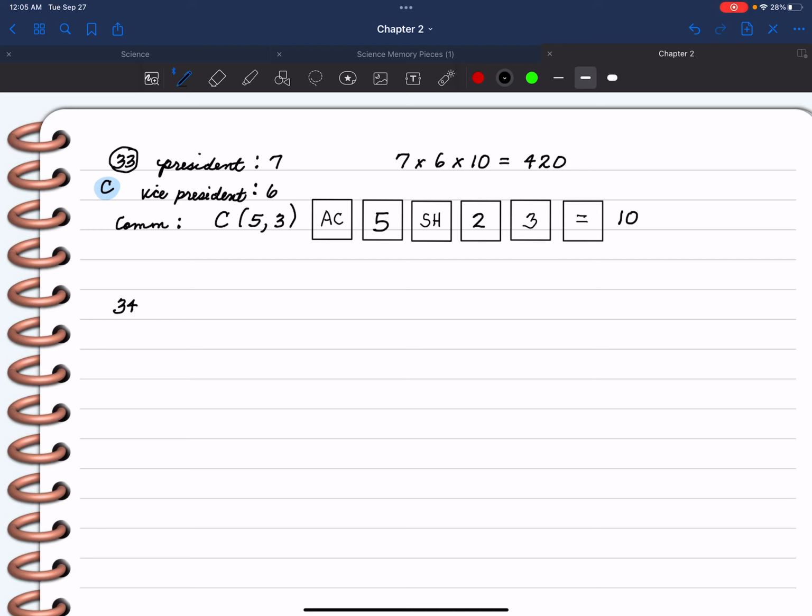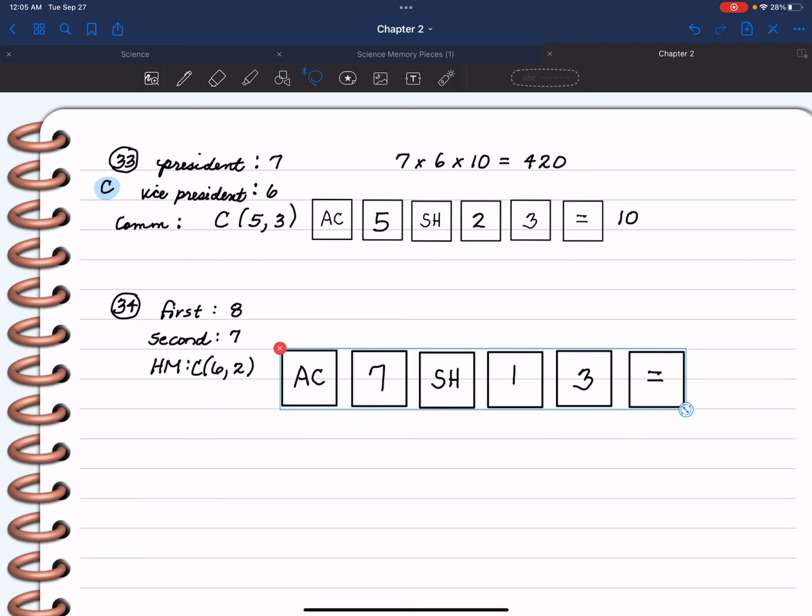Number 34. How many different ways can you award a first prize, a second prize, and 2 honorable mentions from among 8 contest entries? Well, first prize, we have 8 possible choices. Second prize, we have only 7 choices. And then 2 honorable mentions, we have 6 to choose from, and we're choosing 2 of those.